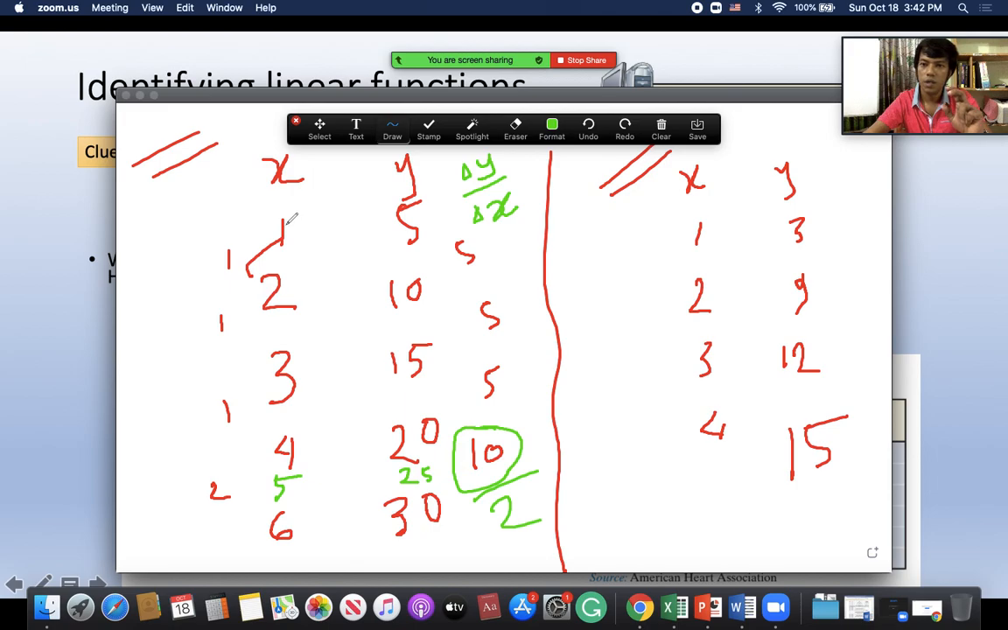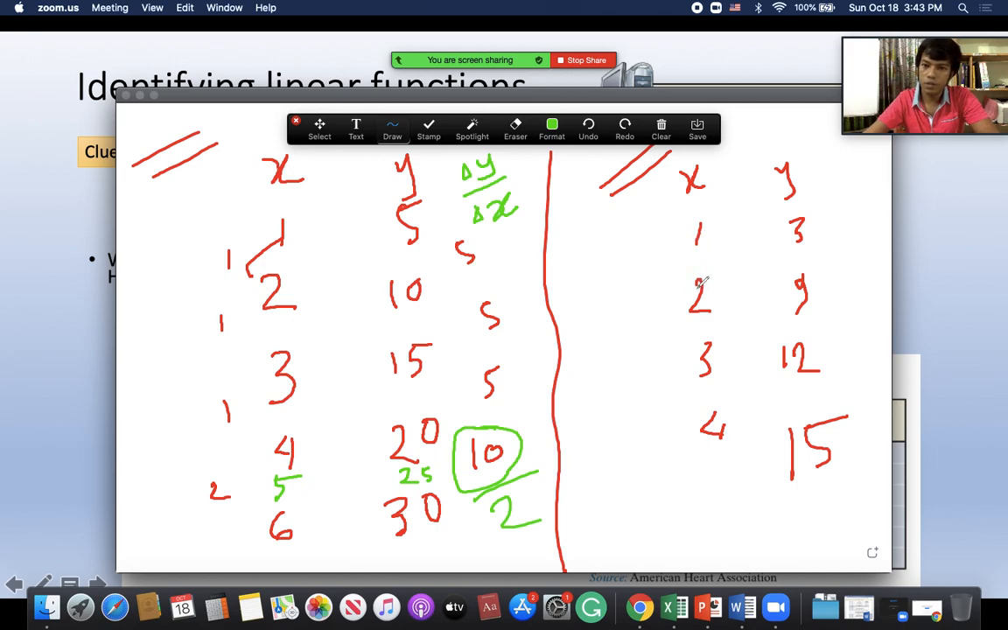Change. Suppose you go to a market and you bought something for 60 taka, then you give them 100 taka, and they will give you change of 40 taka. 100 minus 60 goes to 40. Change, difference.